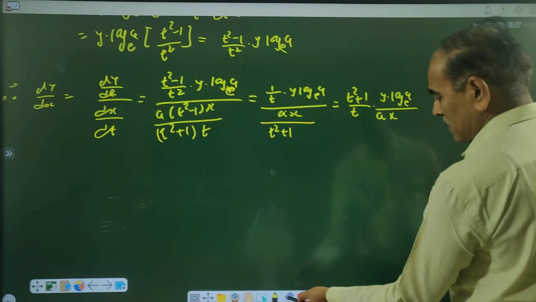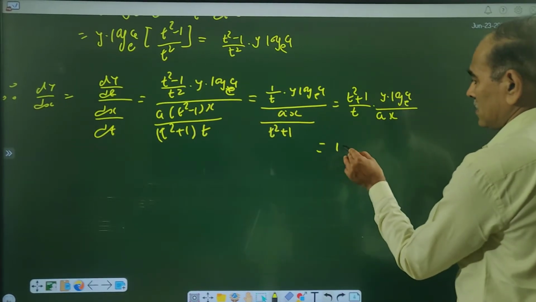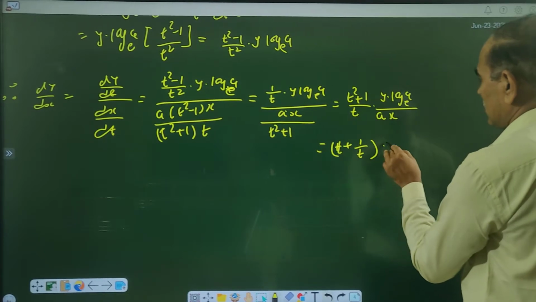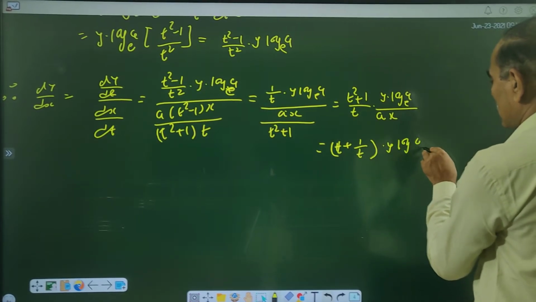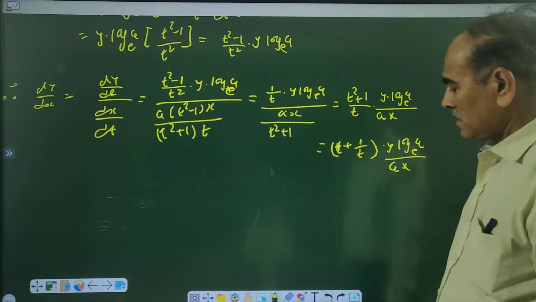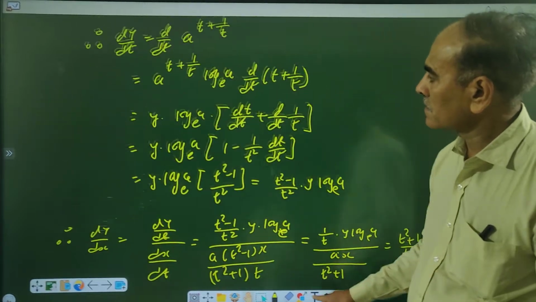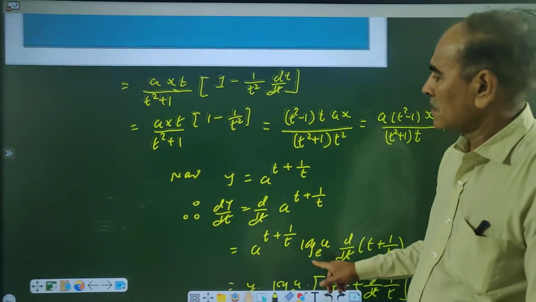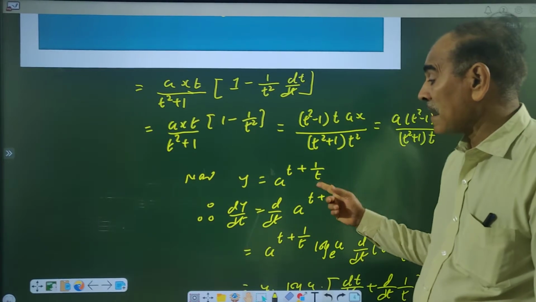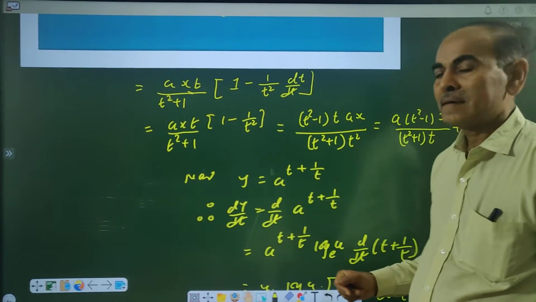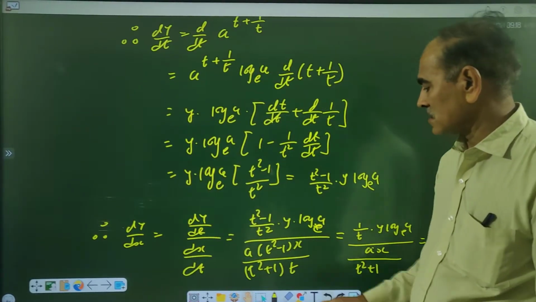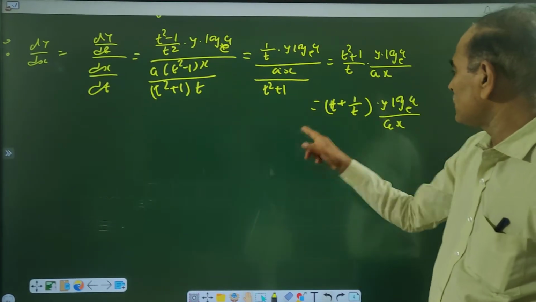If you want to simplify it, we can also simplify it. t plus 1 by t into y log a base e over ax. What is y? That is this one. So what is t plus 1 by t? Log y base a. If you want to replace it, you can replace it, but it is not necessary for you to repeat.